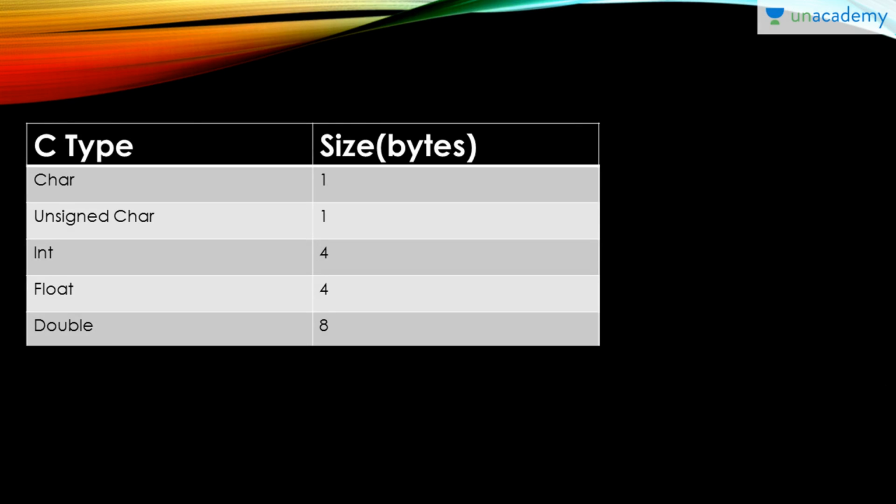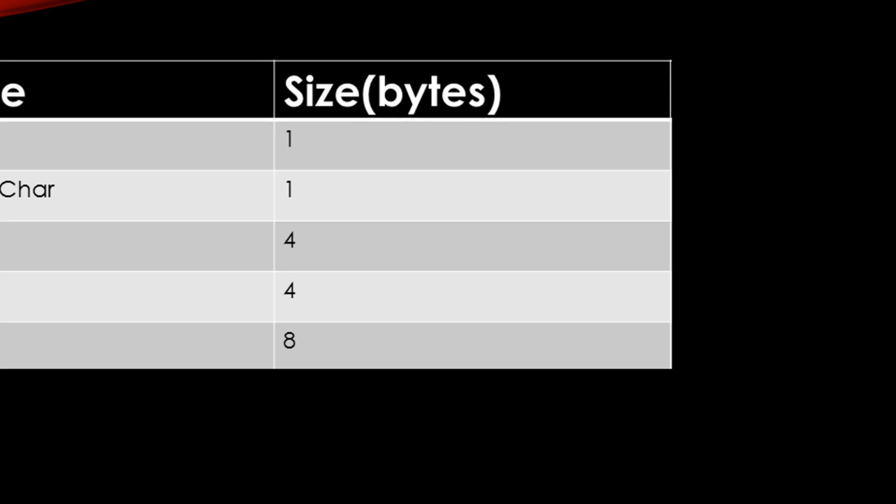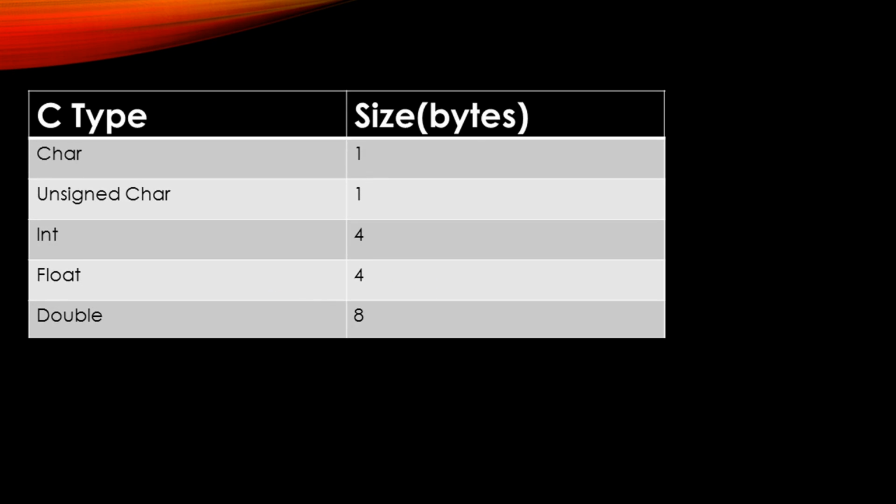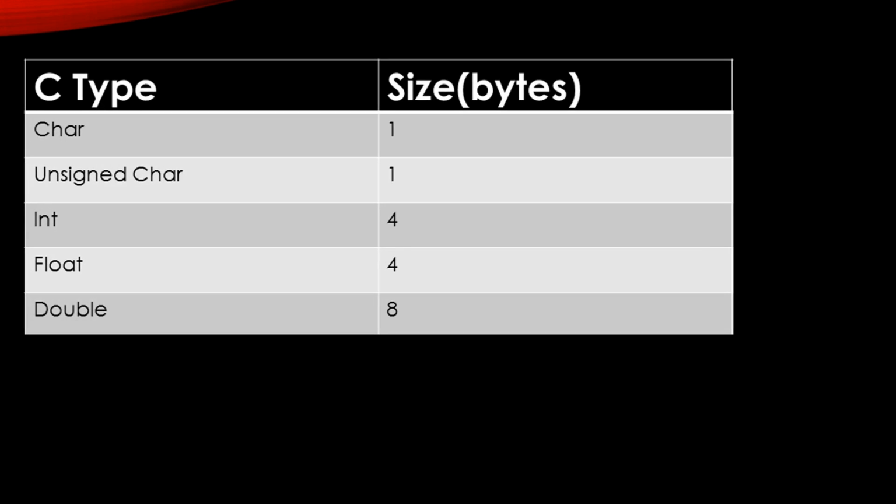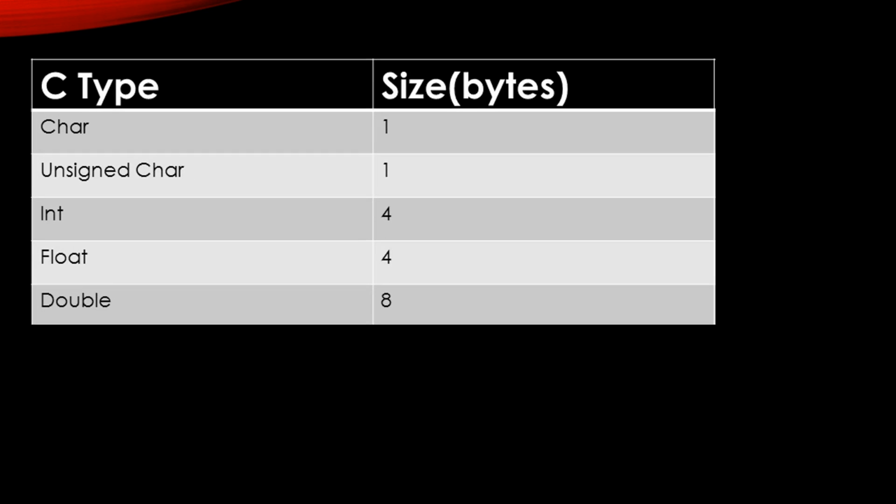Now character is of size 1 byte. Using unsigned characters is also of size 1 byte. Int is of size 4 bytes, float 4 bytes, and double 8 bytes.